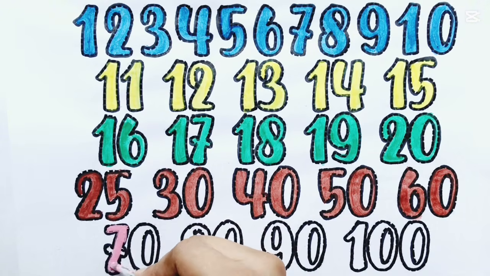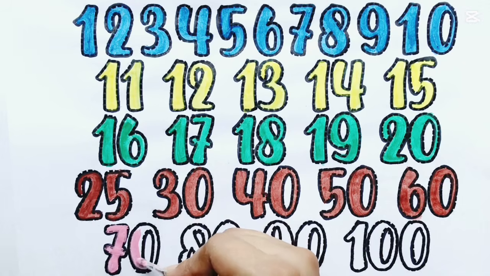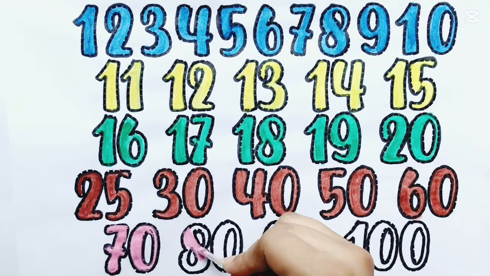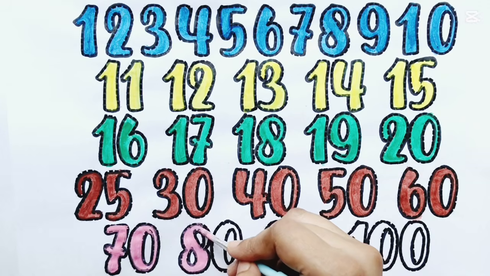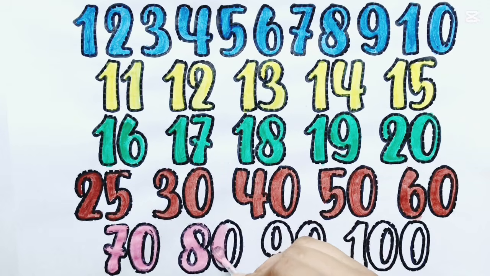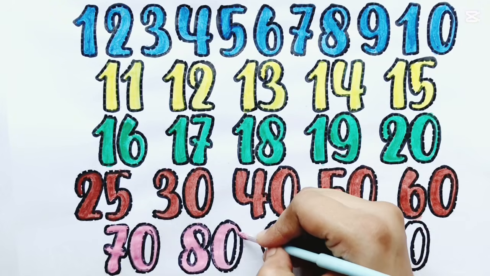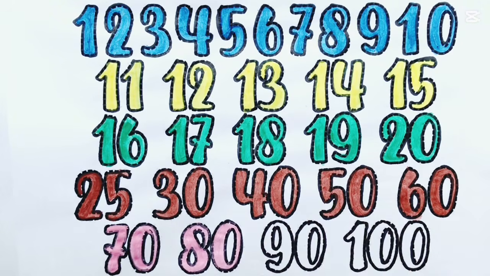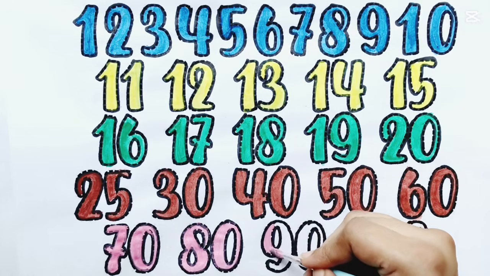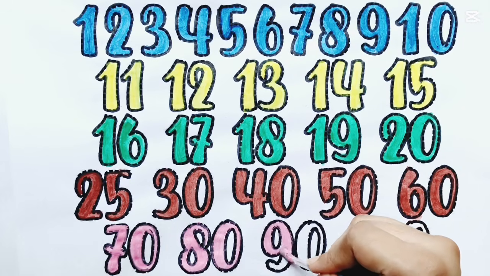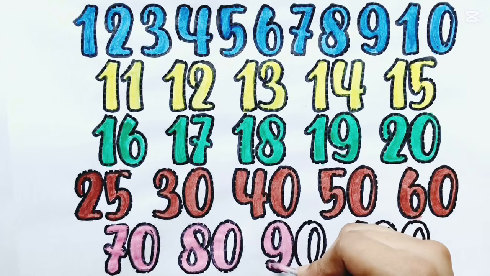Light pink color. Number 70. 2, 3. We're singing all together. 80. A, B, C, count the rhythm and 1, 2, 3. We're singing all together. A, B, C, count the 90 and 1, 2, 3. We're singing all together.